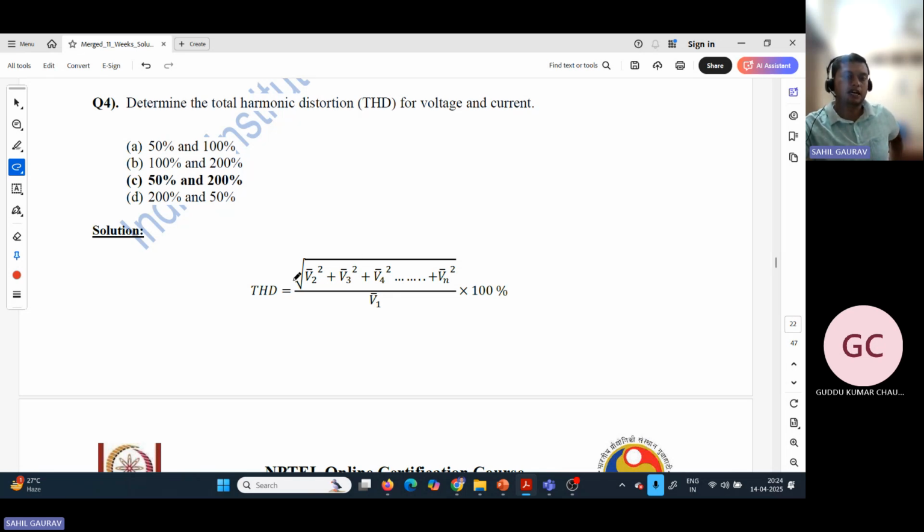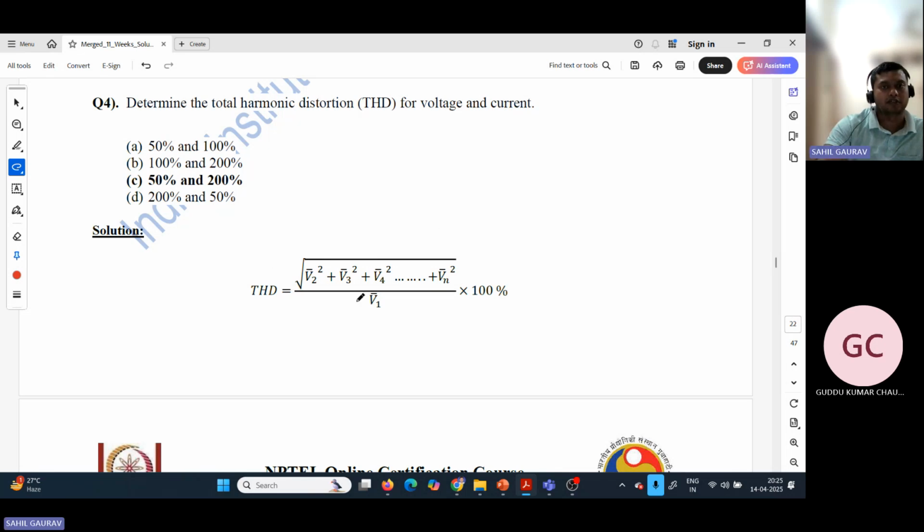Total means it is the RMS of the other quantities, meaning the square root of V2 square plus V3 square and so on, upon V1. V1 square is not there in the numerator, sir. Why, sir? Because of the root, we are fine.